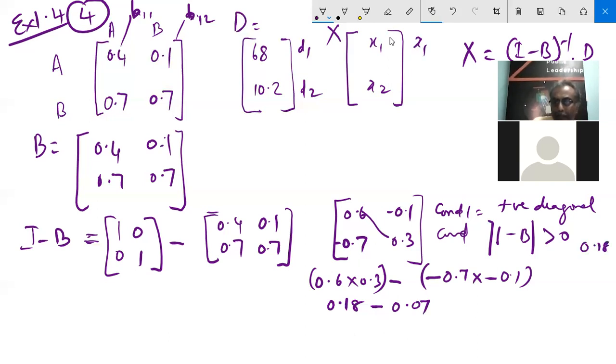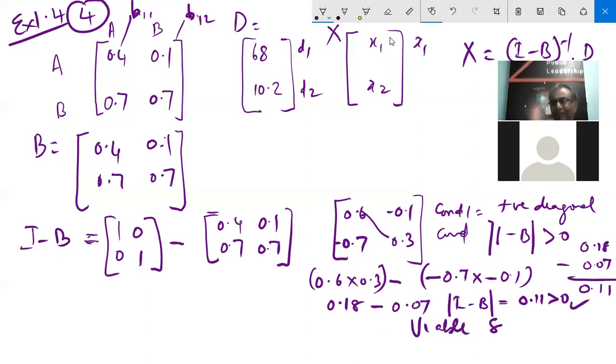0.18 minus 0.07 is 0.11. So, the determinant of the I minus B matrix is equal to 0.11, which is greater than 0. So, that's a viable solution. First step is over, uncle. Yes, boss.